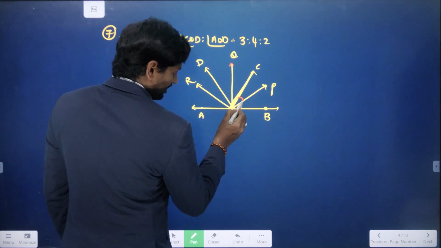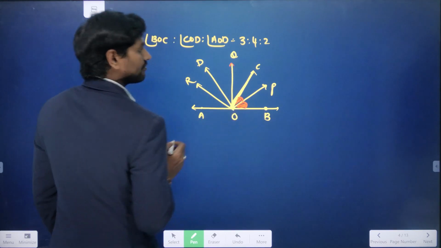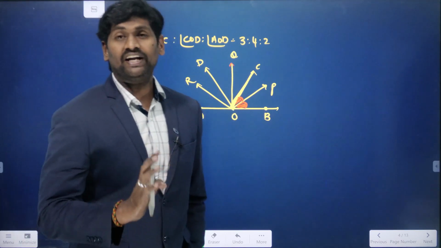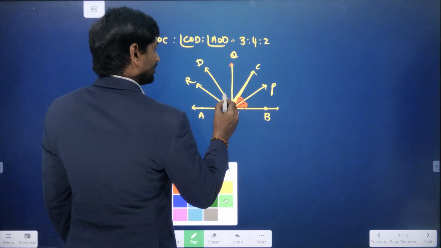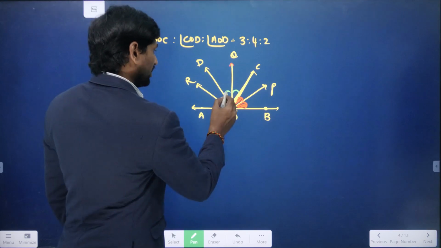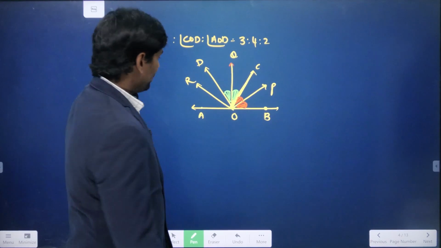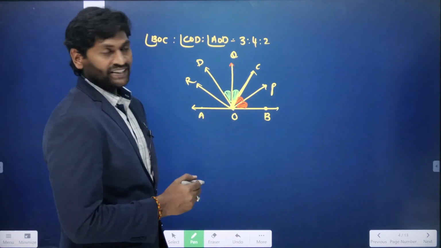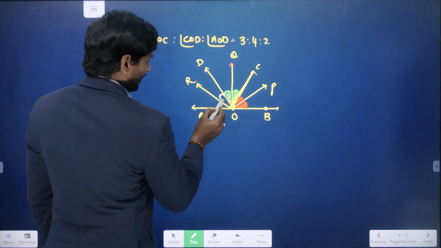OP is the bisector of BOC. That means these two angles are equal. Bisecting is nothing but dividing into two equal parts. In the same way, these two angles are also equal because OQ is the bisector of COD. Next, OR is the bisector of AOD. So we can consider these two angles are equal.